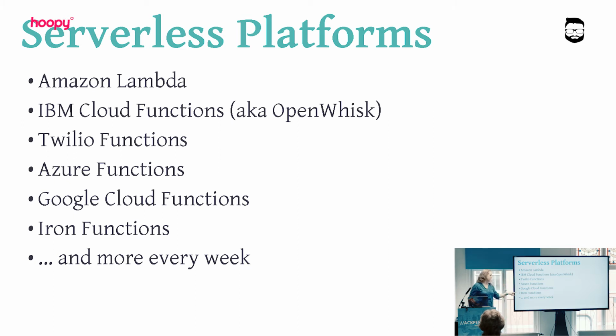Iron Functions is awesome, but has now been bought by Oracle. So it's probably called Oracle Cloud Functions, I'm guessing. And there are offerings every week. So if you're already using a cloud provider, I recommend that you use whatever you're already using. If you're already in the AWS ecosystem, just use Lambda. If you're already on IBM Cloud, then look up the OpenWhisk stuff. It's cracking. If you're running it in a data center, also look up the OpenWhisk stuff.